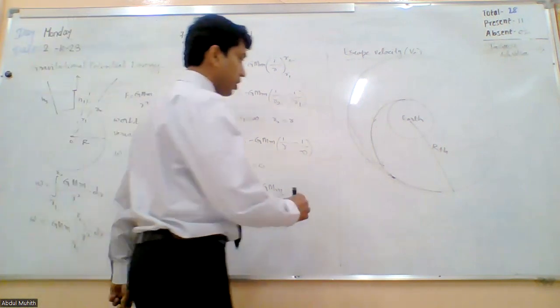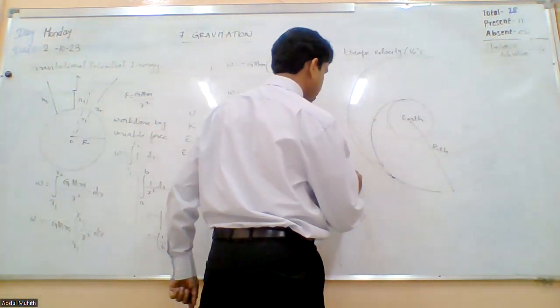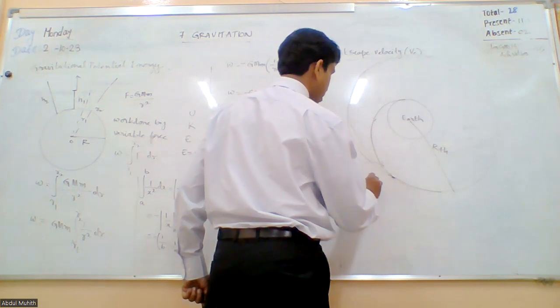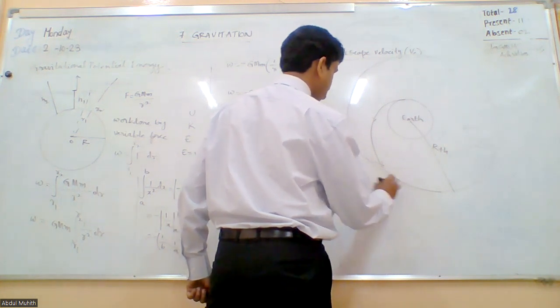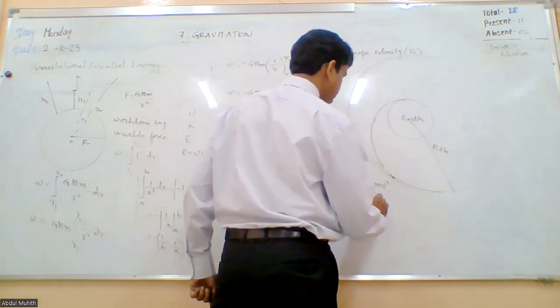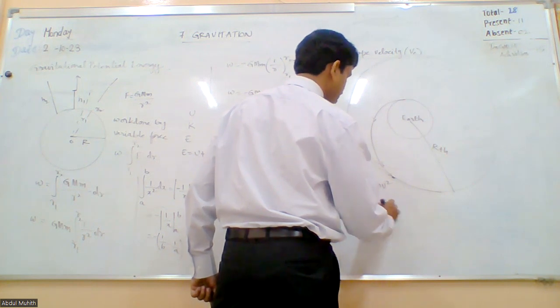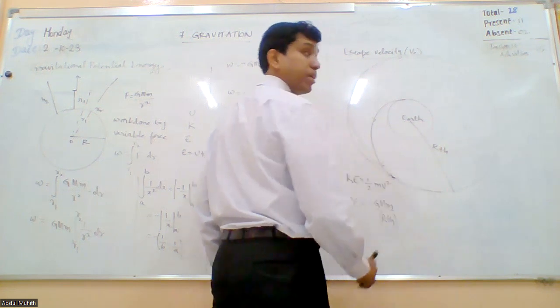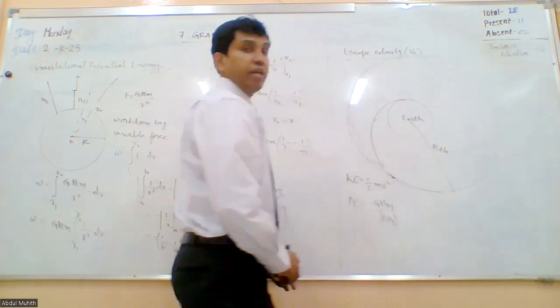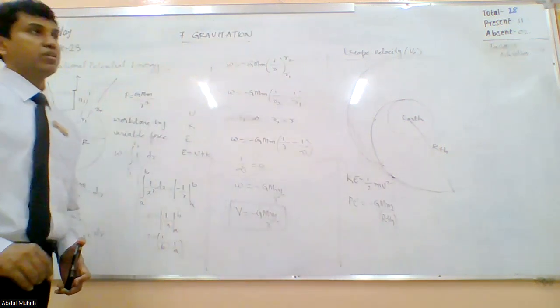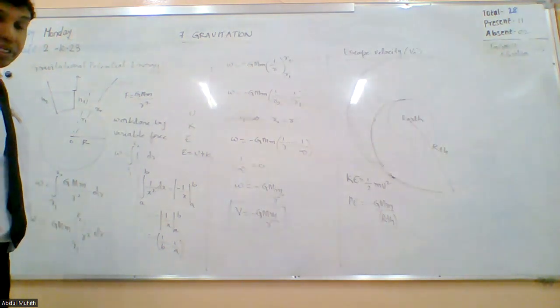The kinetic energy formula is half mv square. And the potential energy formula is minus G capital M small m by R plus h. We are taking R plus h because this is at a height h from the ground.